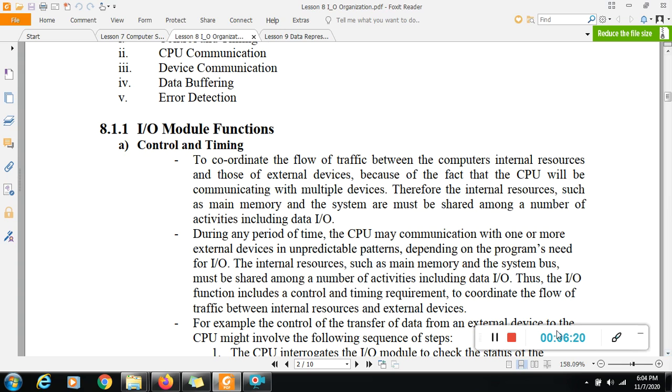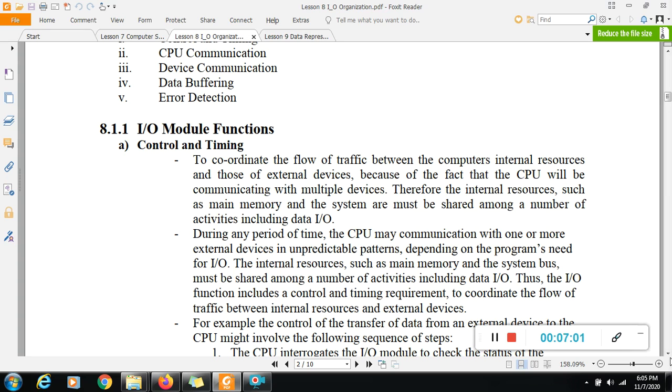The part that probably we need to know is about control and timing. To coordinate the flow of traffic between the computer's internal resources and those of external devices is what we call control and timing, because of the fact that the CPU will be communicating with multiple devices. Therefore, the internal resources such as the main memory and the system bus must be shared among a number of activities, including data input and output. During any period of time, the CPU may communicate with one or more external devices in an unpredictable pattern, depending on the program's need for input-output. Thus, the input-output function includes a control and timing requirement to coordinate the flow of traffic between internal and external devices.